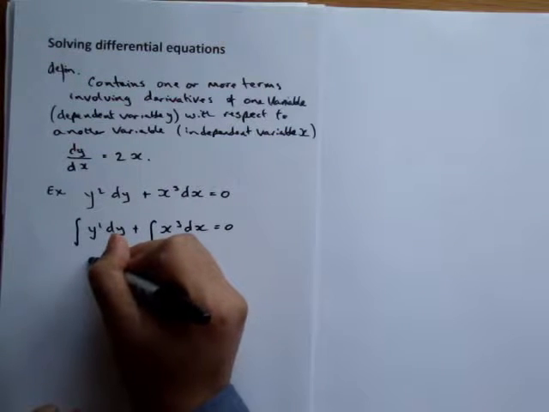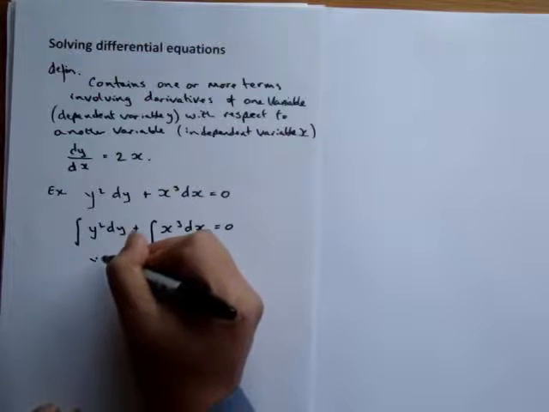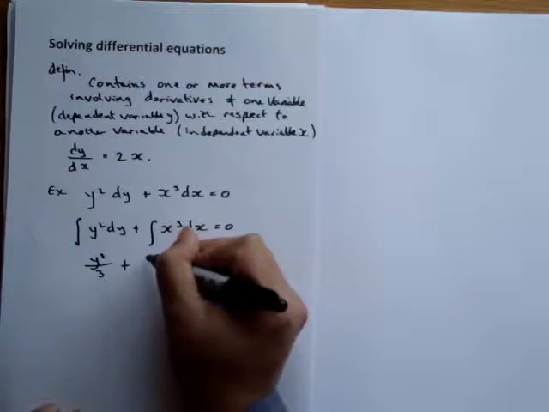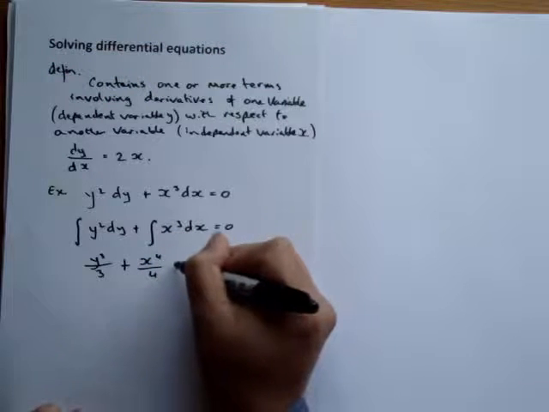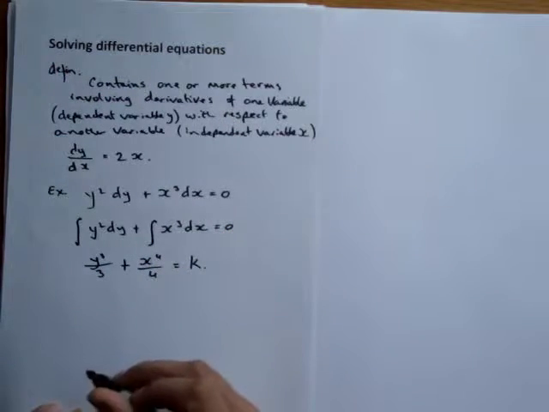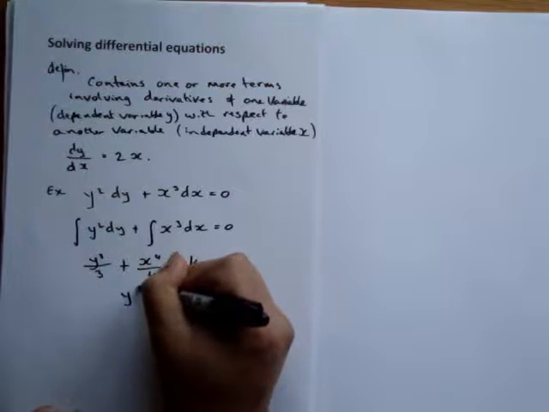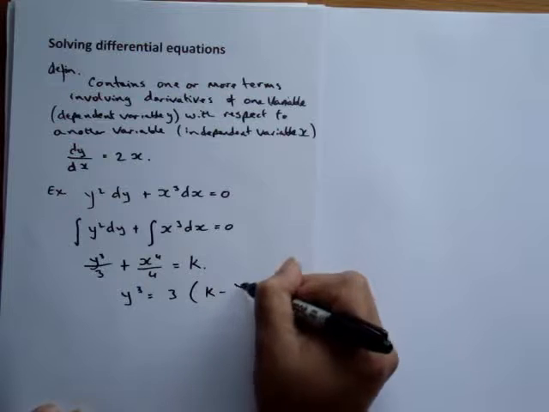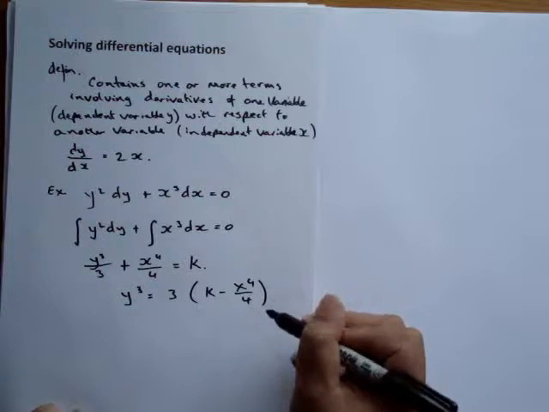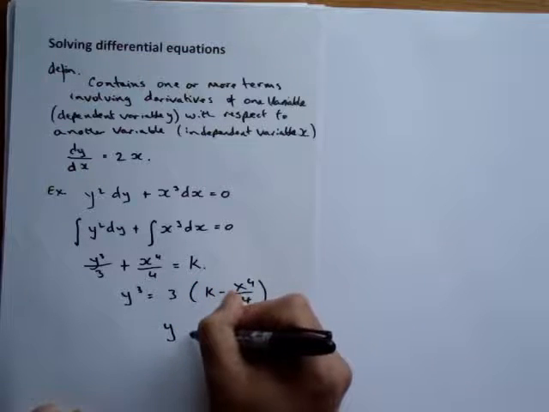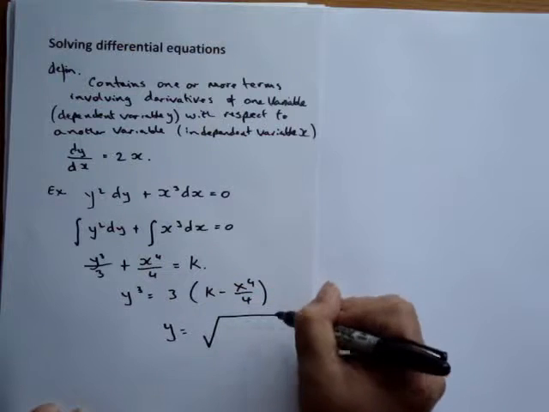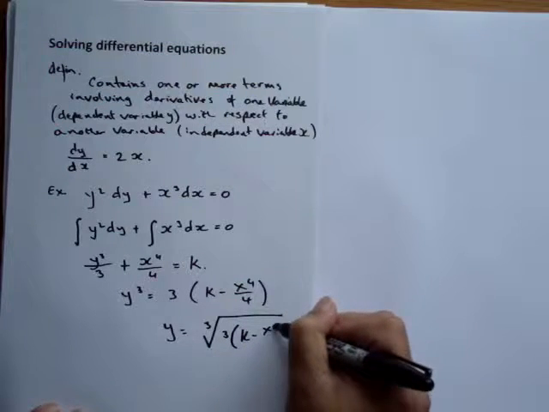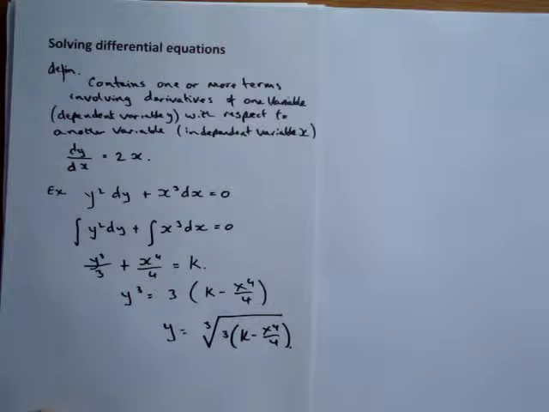So when we do this, we get y to the power of 2 increased by 1, divided by 3, plus x to the 4 over 4 equals a constant. So y cubed equals 3k minus x to the power 4 over 4. So when we do that, we simply get the cube root of 3k minus x to the power 4 over 4. And that's our answer.